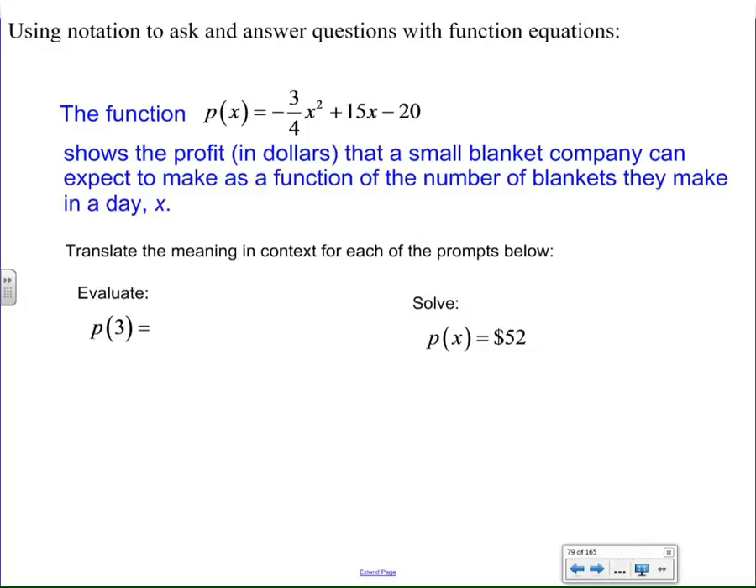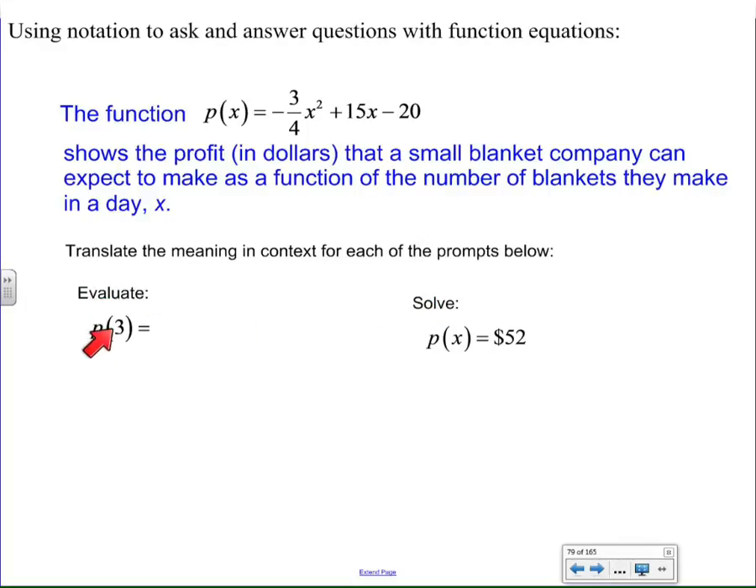So first, a quick review on the notation. We start with this function, so we have a context, so we know what we're talking about here. X represents the number of blankets that this company is going to be producing in a day. P of X represents the profits they make, which depend on the number of blankets. So if I change the number of blankets I make in a day, it will change the amount of profit that I make. So the two questions we have here are evaluate and solve.